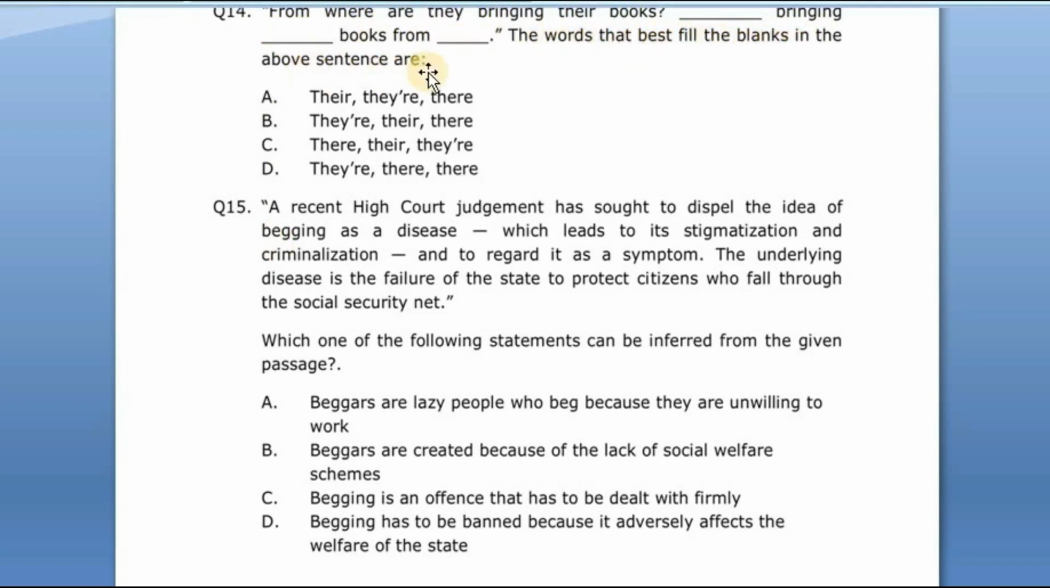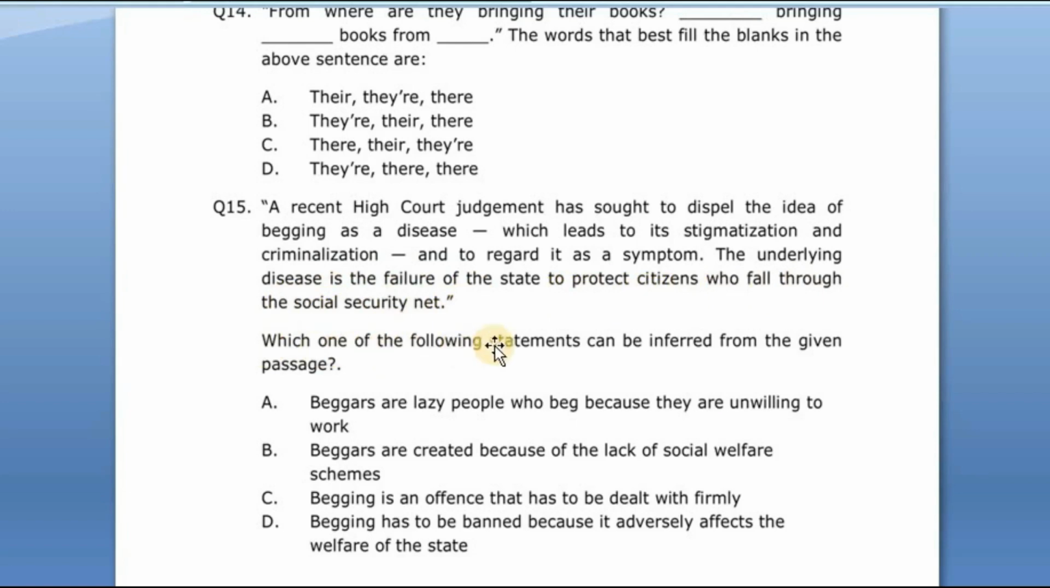And the 15th question is, a recent High Court judgment has sought to dispel the idea of begging as a disease, which leads to its stigmatization and criminalization, and to regard it as a symptom. The underlying disease is the failure of the state to protect citizens who fall through the social security net. Which of the following statements can be inferred from the given passage?